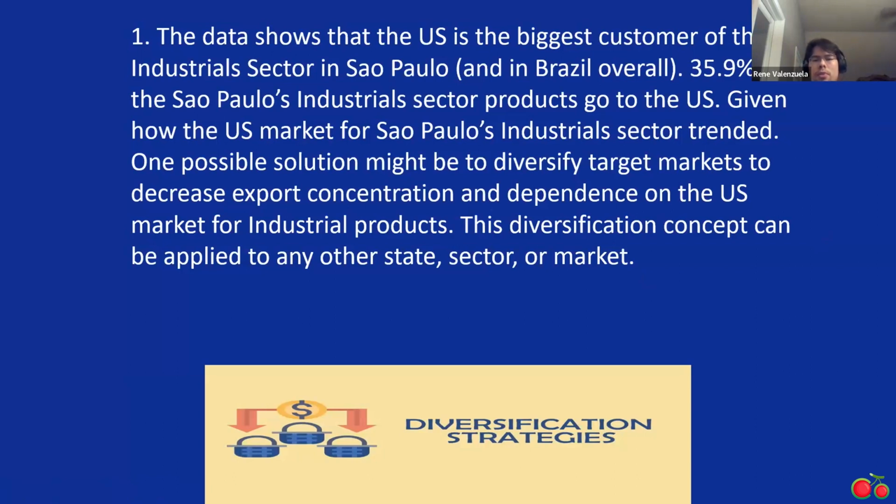Now, given how the US market for Sao Paulo's industrial sector trended, one possible solution might be to diversify target markets to decrease export concentration and dependence on the US market for industrial products or exports. Now, this diversification concept can be applied to any other state, sector, or market, so it's not just limited to this one occurrence.